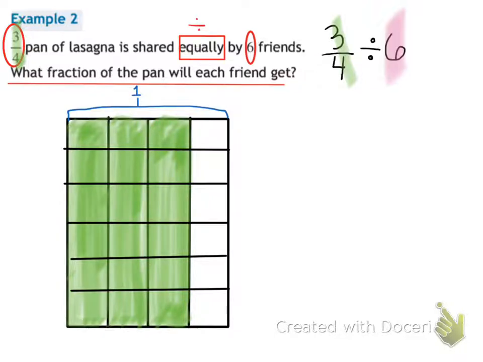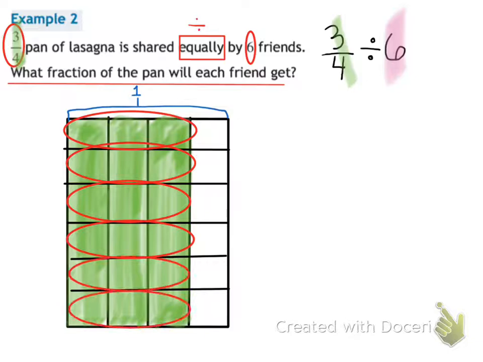I want to know what fraction of the pan each friend will get. So this is what one friend will get, right? 1/6, 2/6, 3/6, 4/6, 5/6, 6/6, right? Each section that I circled equals 1/6 because that's what each friend will get. There are 6 friends, but each friend will receive 1 out of 6. So I'm just going to label that as 1/6 to show that's what one of the 6 friends gets.